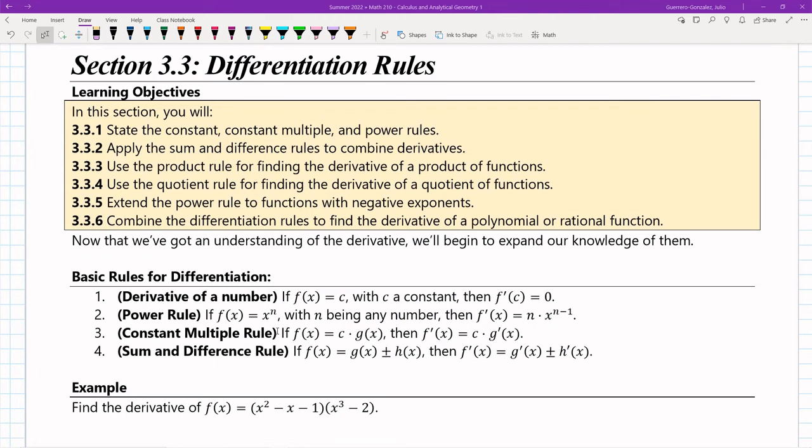Hello, everyone. This is the lecture for section 3.3. We're going to learn about some differentiation rules.